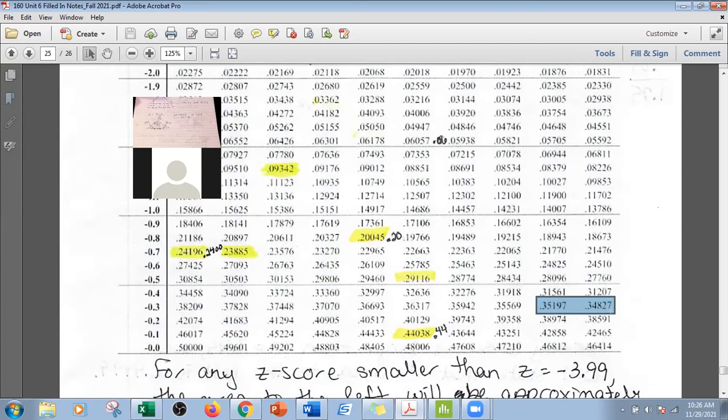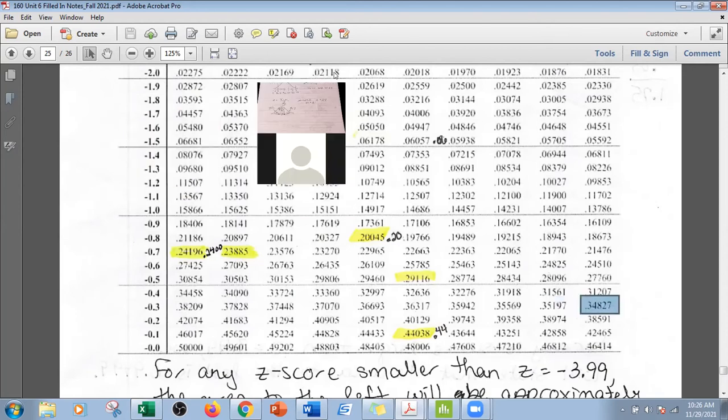All right, so 0.35197, let's subtract 0.35. I'm going to write down the difference here: 0.00197. And then I'm going to take 0.35 and subtract the 0.34827. I just want to figure out which one's closest. Do you guys see that it's closest to the right value? It's closer to the right than to the left. It's closer to this one here.